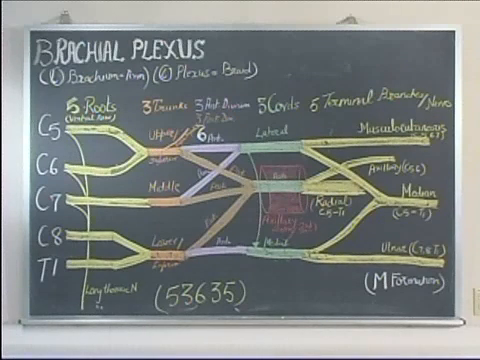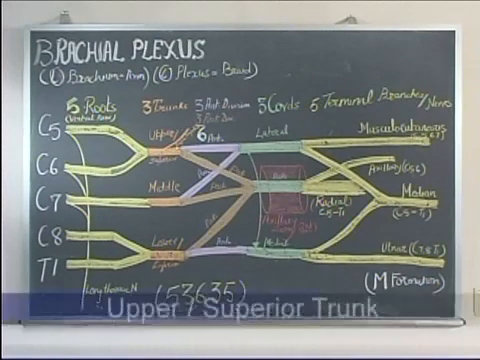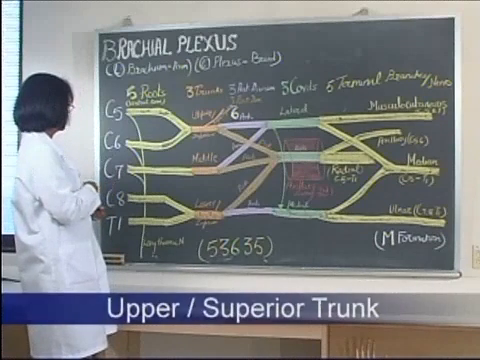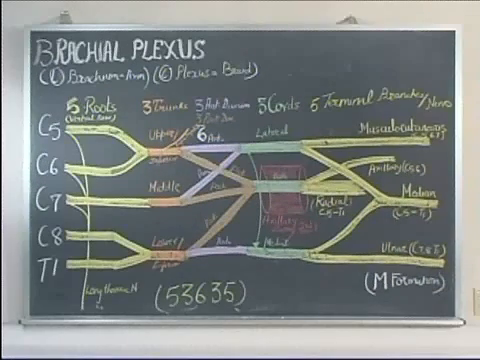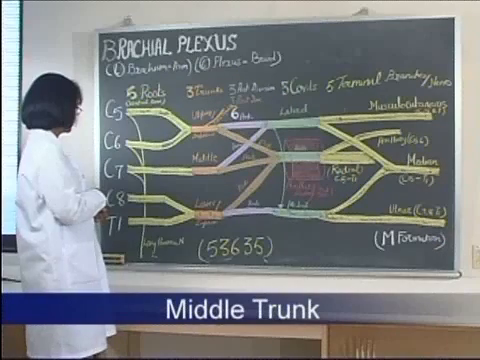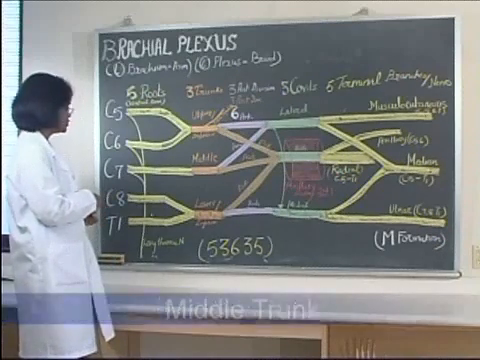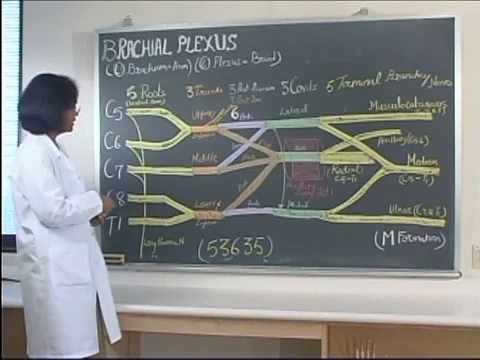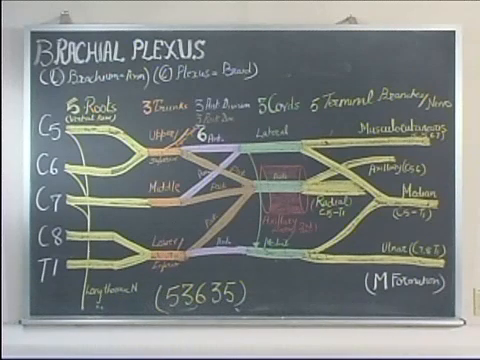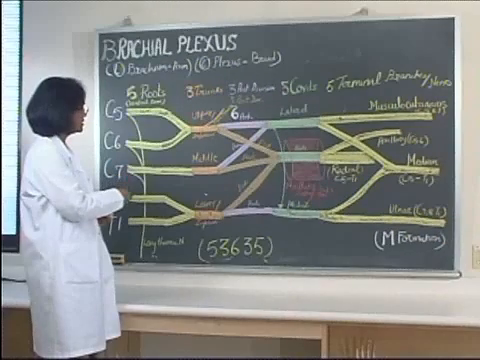C5, C6 roots join together to form the upper or superior trunk. C7 ventral ramus stays alone and forms the middle trunk. C8 and T1 join together to form the lower or inferior trunk. So we have got 5 roots and 3 trunks.